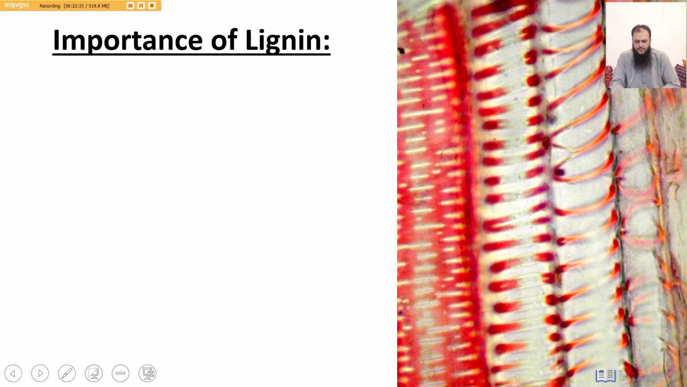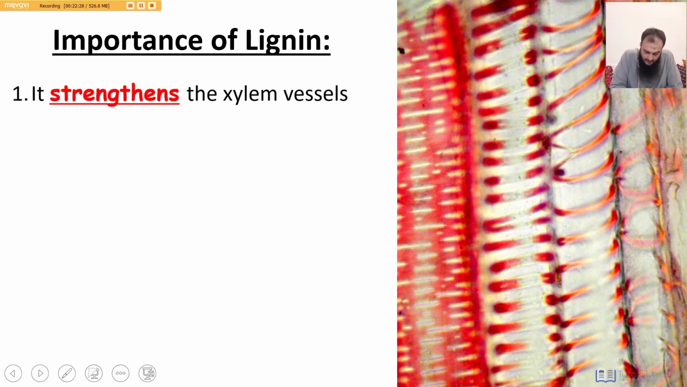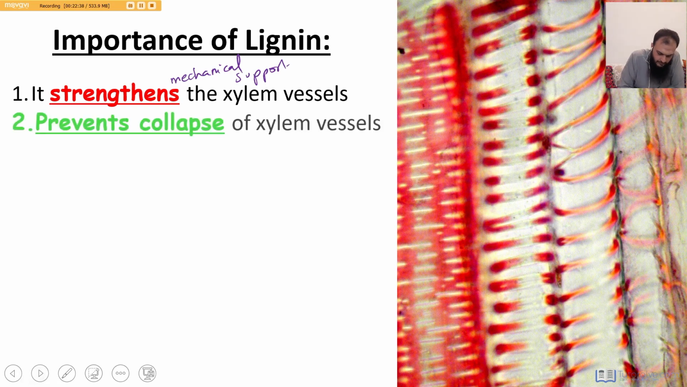Okay, the last topic that we need to touch on with xylem is the importance of lignin. Number 1, it strengthens the xylem vessel, of course, which the substitute word that we used was that it gives mechanical support. Point number 2, it prevents collapse of xylem. I mean, imagine a plant, think about it. You can literally see plants standing upright. That uprightness is coming from the mechanical support that is being provided by the lignin itself.